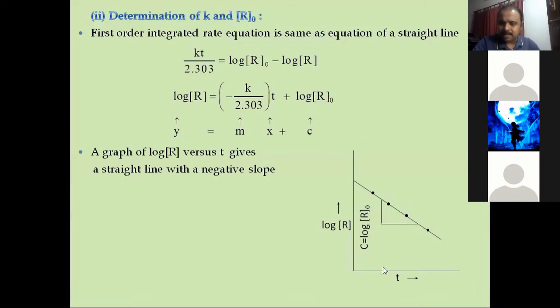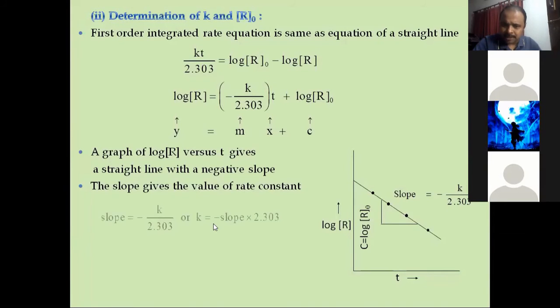Now calculate the slope. The slope gives the value of the rate constant, because as per the equation, m is equal to minus K divided by 2.303. So if you want to calculate K, you can do K is equal to minus slope into 2.303.